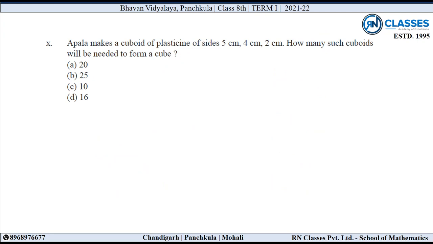Last part. Apala makes a cuboid of plasticine of sides 5 cm, 4 cm, 2 cm. How many such cuboids will be needed to form a cube? How many cuboids will be needed? Okay? Now if we look at the cuboid, this is 5, this is 4.